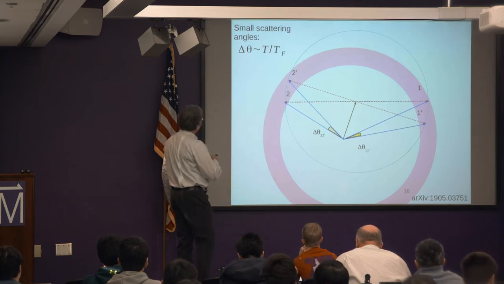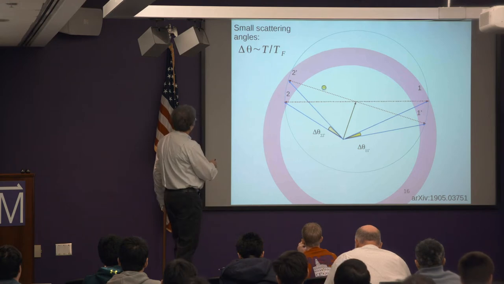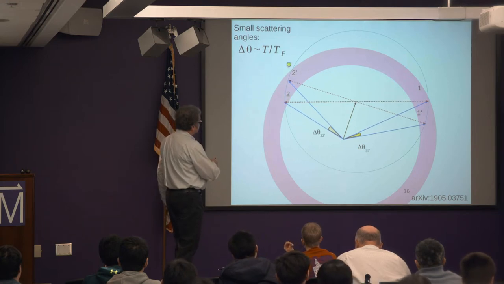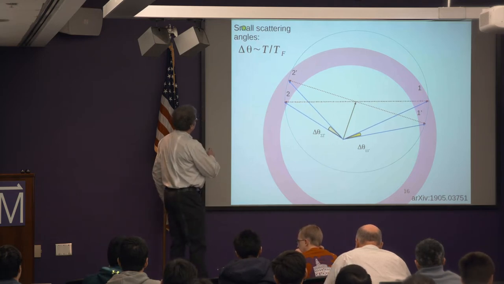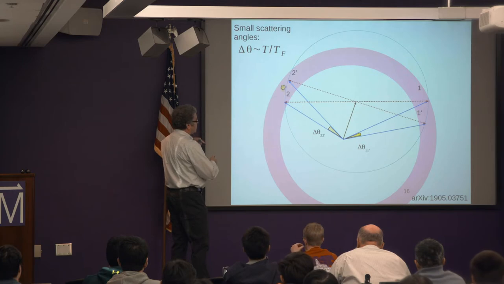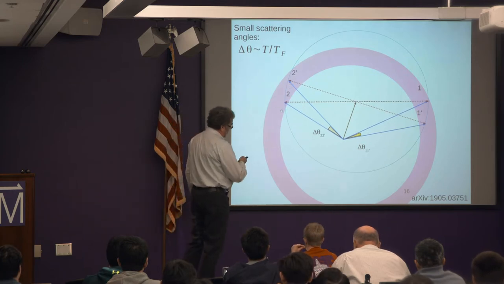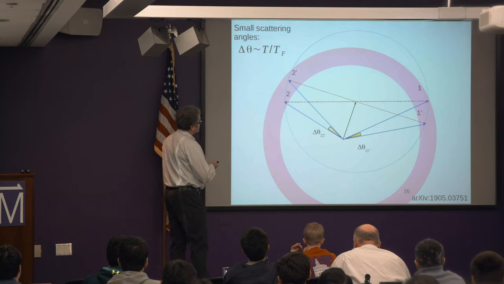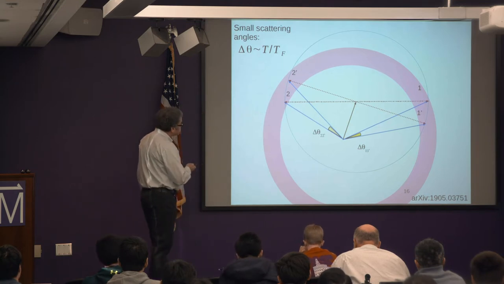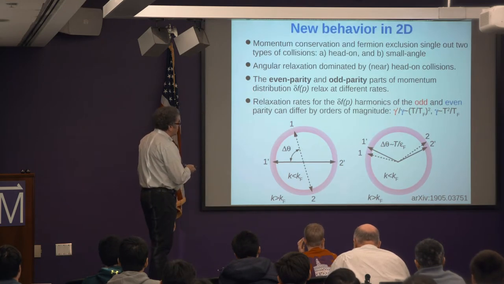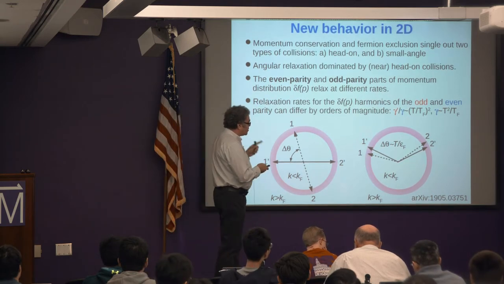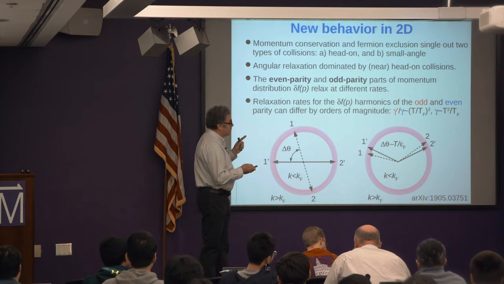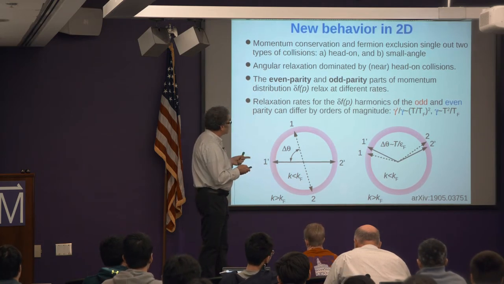So that allows the angle to change, but only by that much, because this band is kT in width, and the Fermi energy is much greater. So there is a small angle by which particles can scatter. That's the only thing they can do. So that's the issue in 2D. If it was just that simple, then the conclusion would be that momentum relaxation is simply so slow that you can ignore it completely.